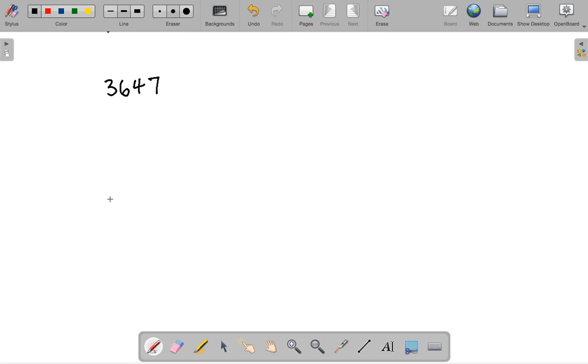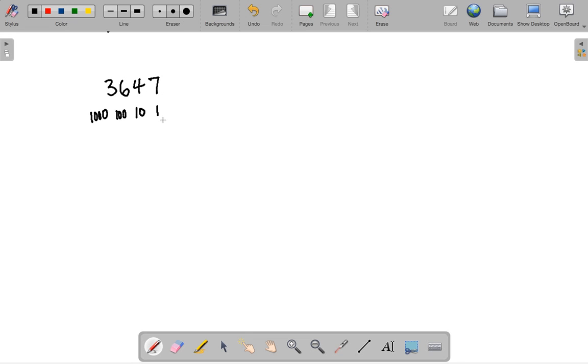$3,647. We write our numbers in a system we call base 10. If you think about it, those four digits are just a 3, a 6, a 4, and a 7. But we know that the 7 is in the ones place, the 4 is in the tens place, the 6 is in the hundreds place, and the 3 is in the thousands place.